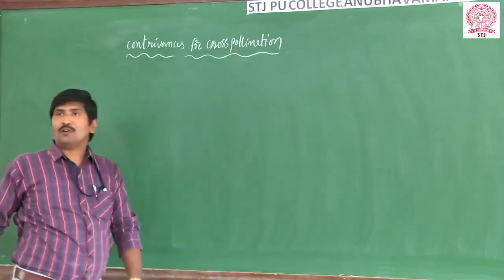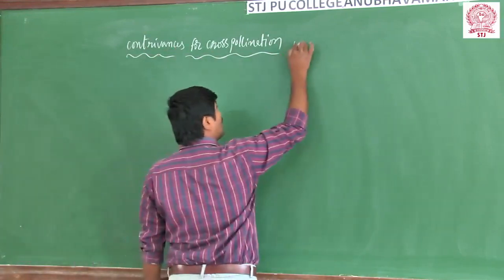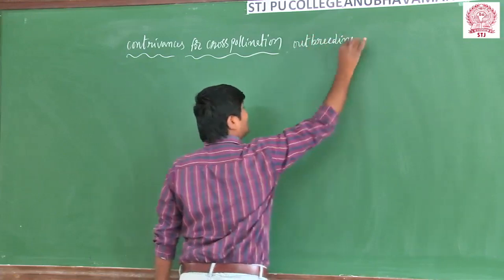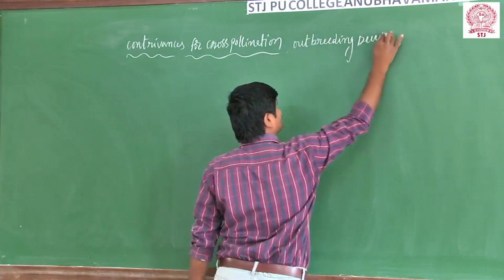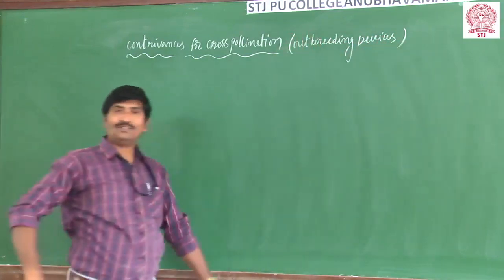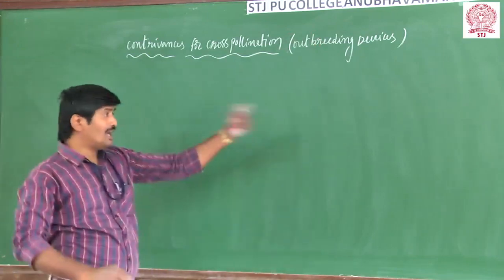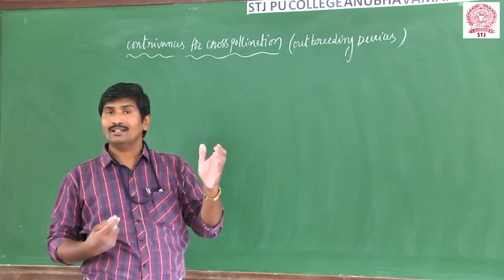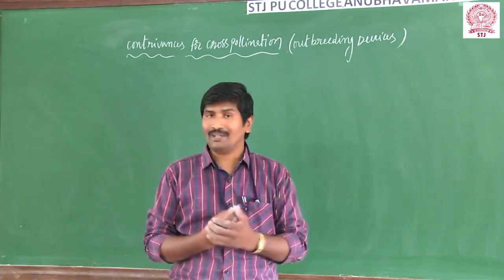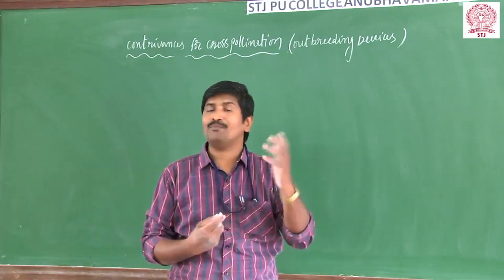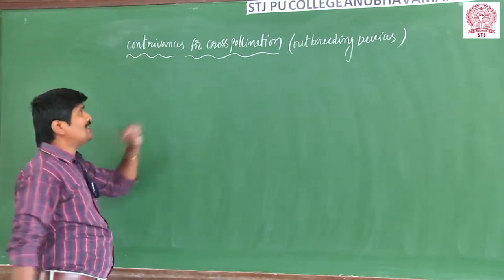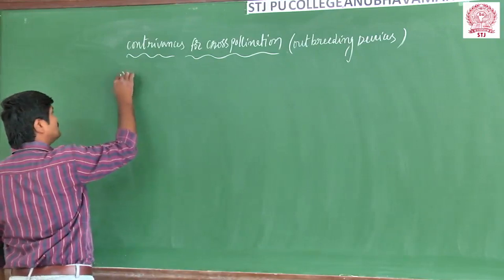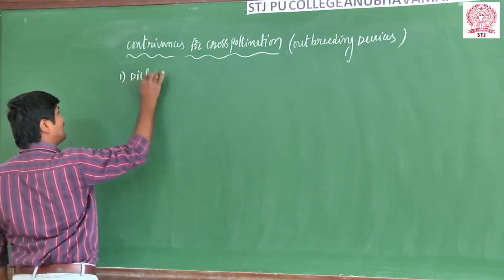The contrivances for cross-pollination are also known as the outbreeding devices. This concept is very important. Already the contrivances for self-pollination are finished, that is five: monoclinic, homogamy, cleistogamy, safety mechanism, and bud pollination. So now the contrivances for cross-pollination, that is outbreeding devices. The first one, diclinic.